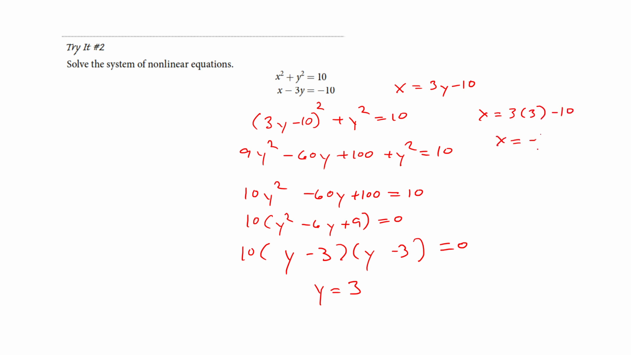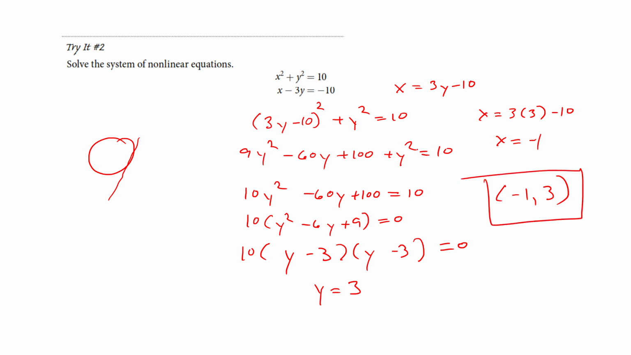X is then going to be negative 1. So at the point (-1, 3), we've got only one solution here. So this line must touch right at the edge of that circle, something like this. Now we could double check them, but I think we're going to be fine. It's going to be true in both, and there's our solution.